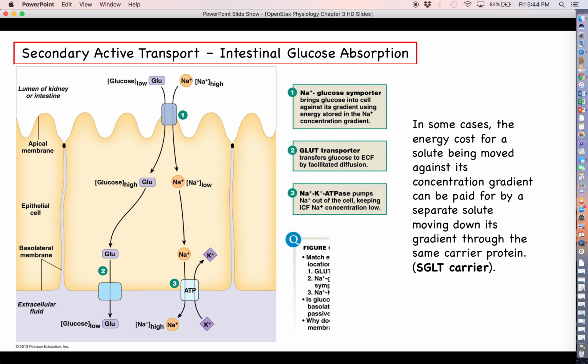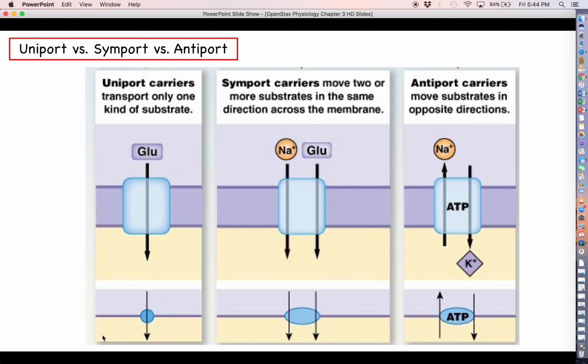here. If you go to the previous slide, you will notice a couple of different things happening. If you look at the SGLT carrier, glucose and sodium are moving in the same direction through the same transporter. With the sodium-potassium pump, sodium and potassium are moving through the same transporter but in opposite directions. And with this glucose transporter, the facilitated transporter, glucose is the only thing moving through and it goes in one direction. So we actually have names for these types of carriers.